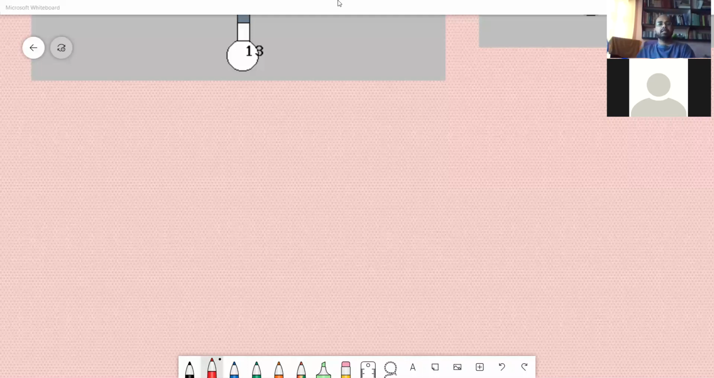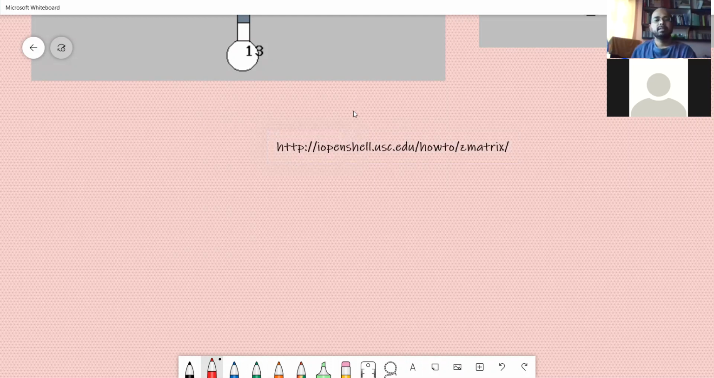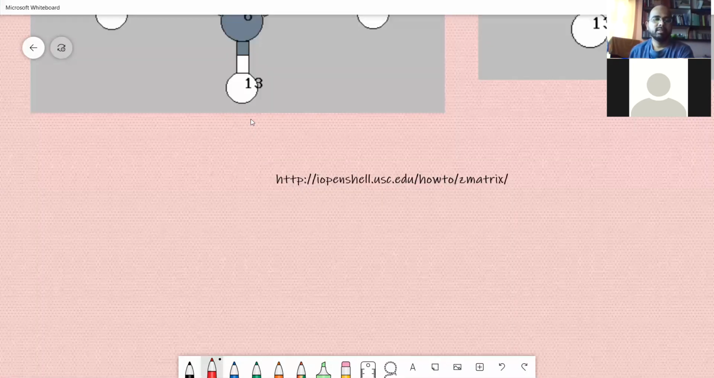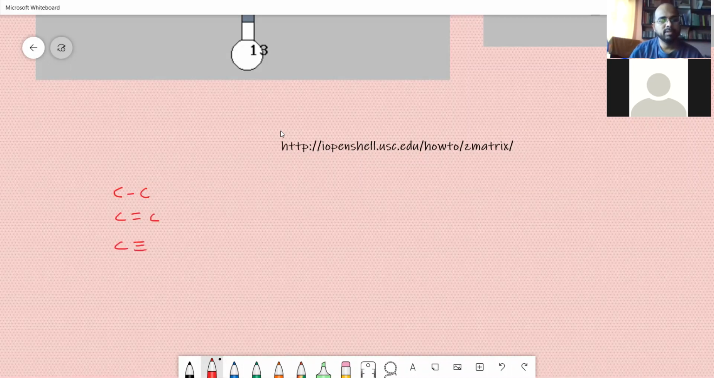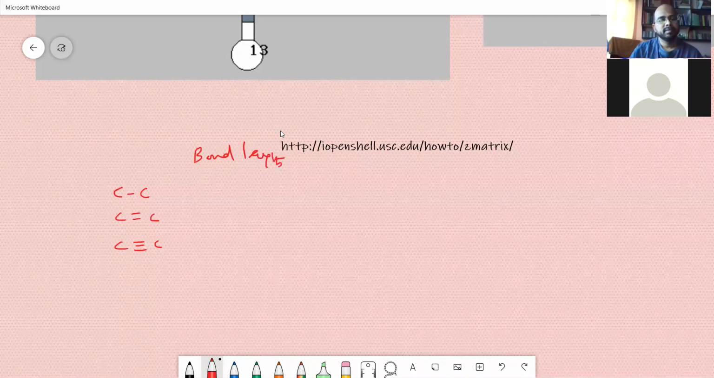Okay, you can go to this site. This is a very good site, I find it very useful. Here, this particular picture is given. What is the knowledge I was telling? I will just finish it here. C-C bond length, C=C bond length, C≡C bond length, C-H bond length, C=O bond length, C≡N bond length.